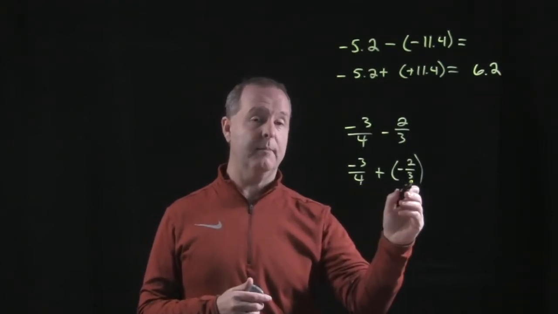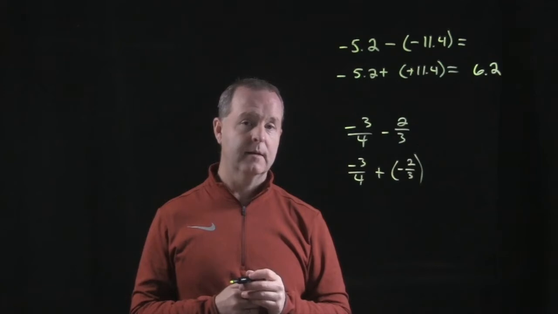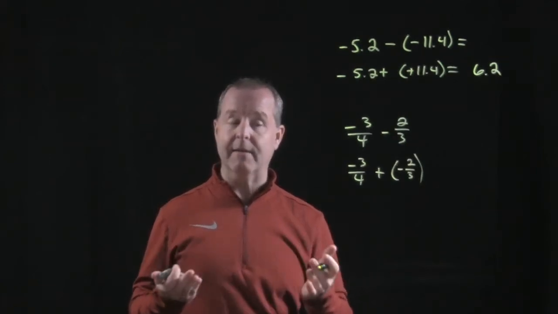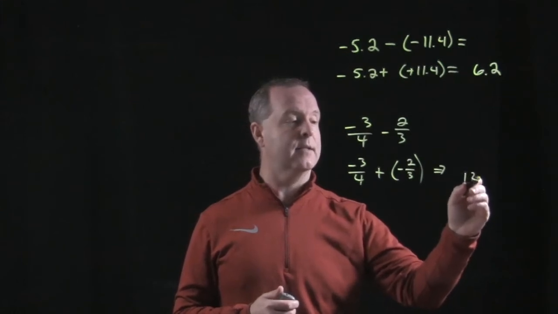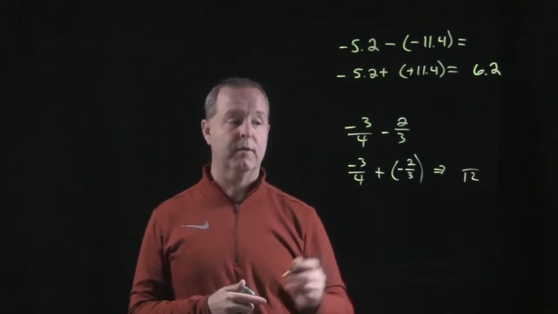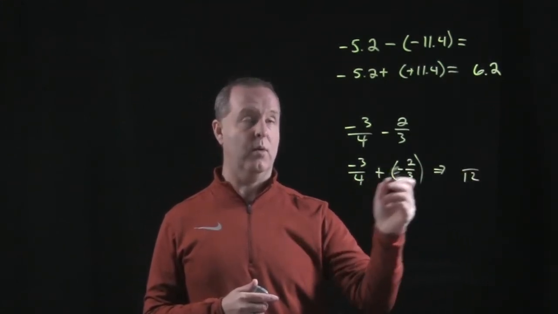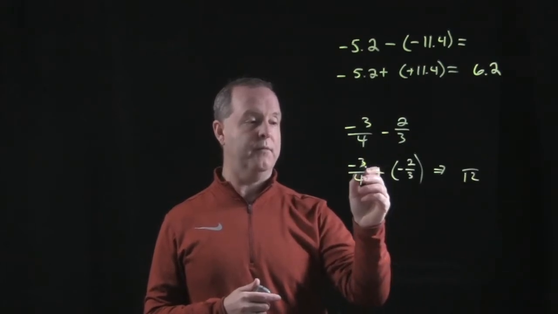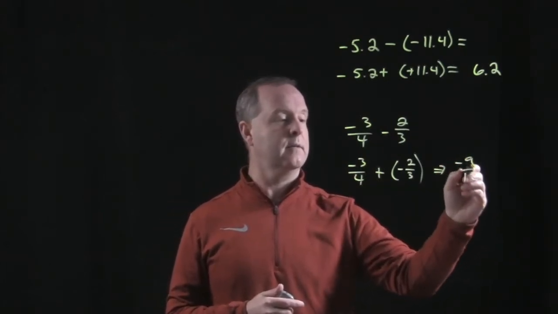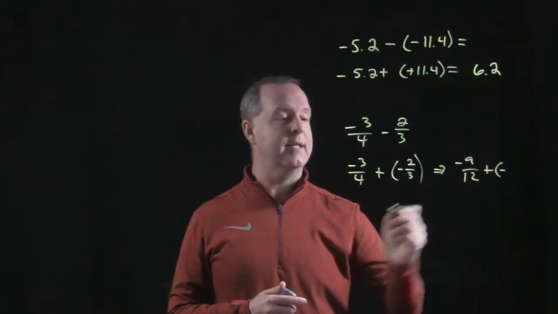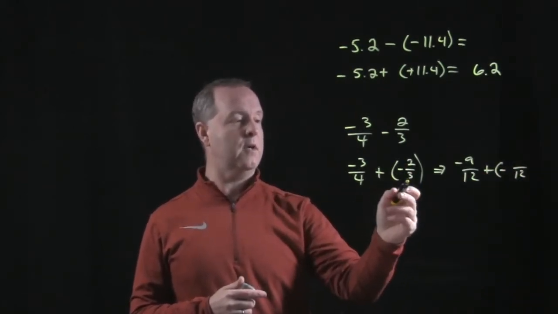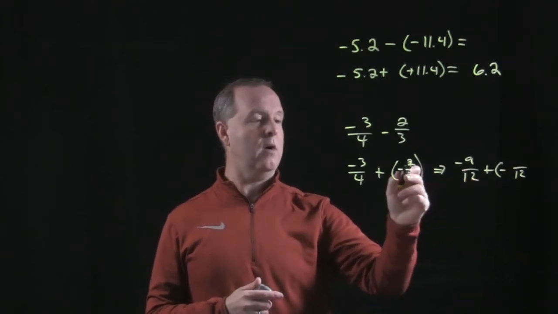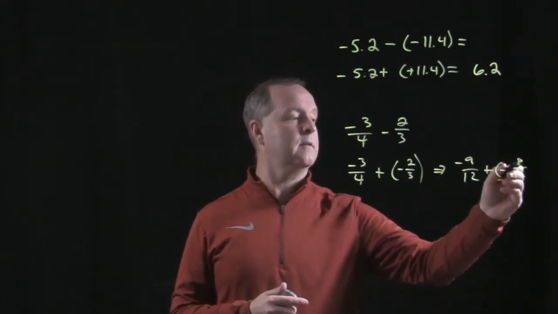Find a common denominator between the 4 and the 3. The lowest common multiple I can think of is 12. So I'm going to rewrite both of these as equivalent expressions over 12. 3/4 over 12. 4 times 3 is a 12. 3 times 3, that's a 9. Plus a negative, that's over 12, so 2/3. 3 times 4 is a 12. 2 times 4 is an 8.